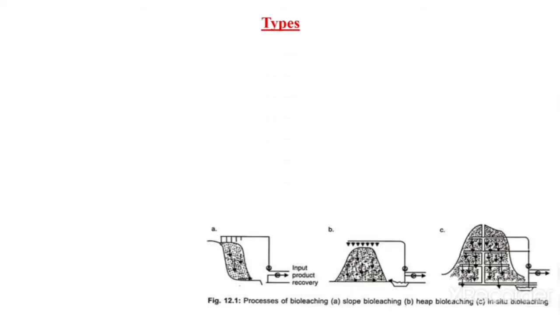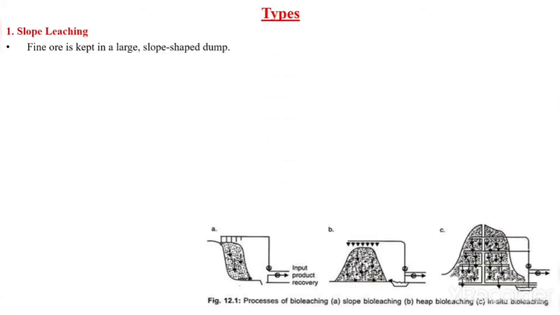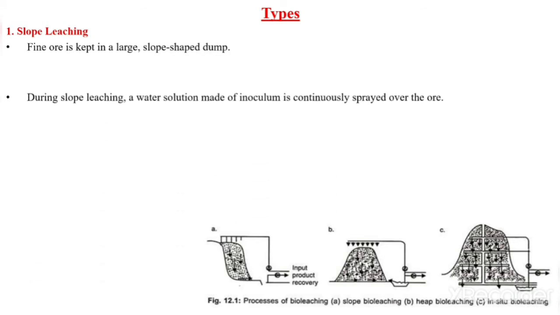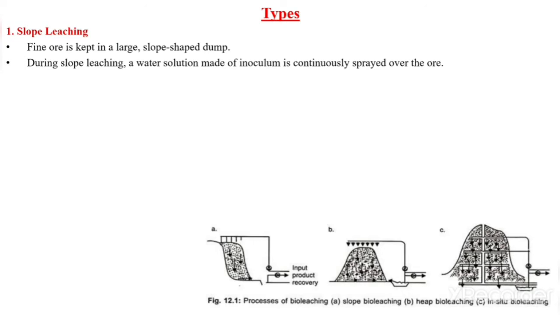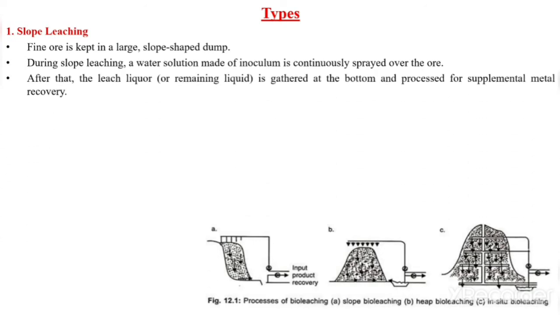Now let's see the types. The first type is slope leaching, where the fine ore is kept in a large slope-shaped dump. During slope leaching, a water solution made of inoculum is continuously spread over the ore. After that, the leach liquor, that is the remaining liquid, is gathered at the bottom and processed for supplemental metal recovery.